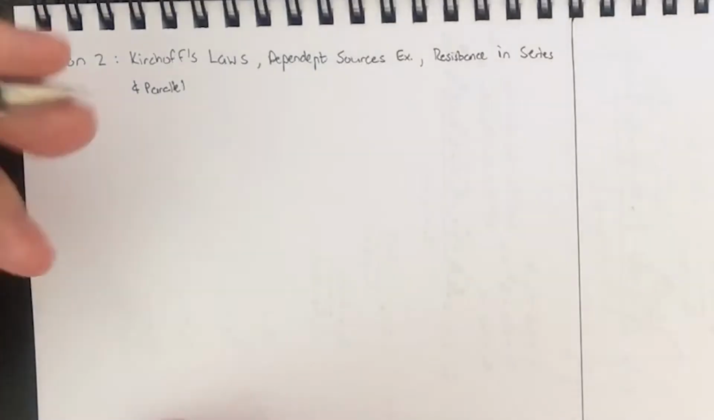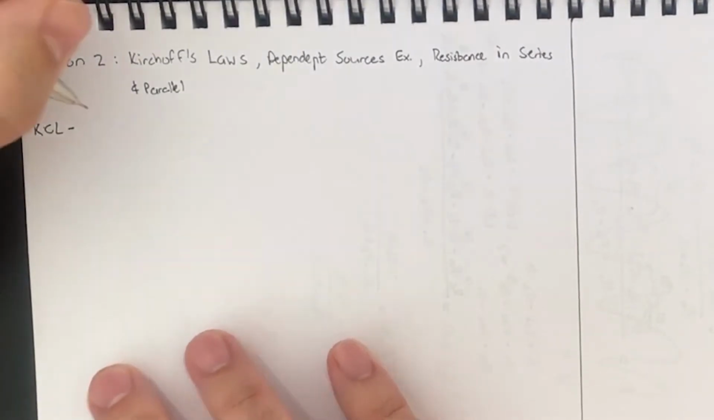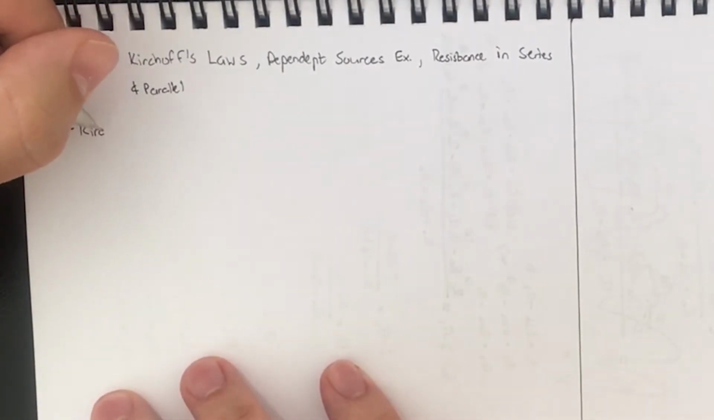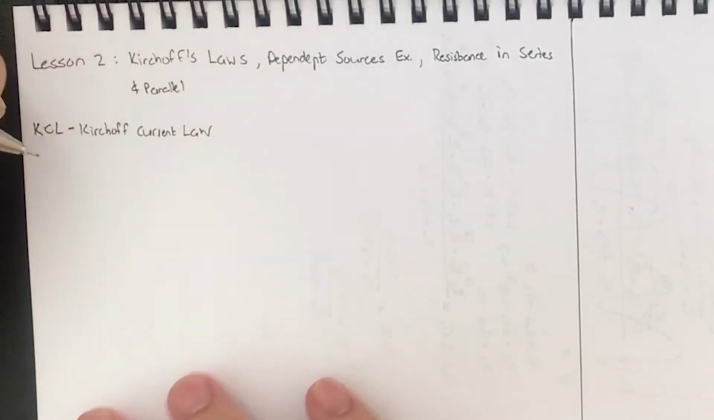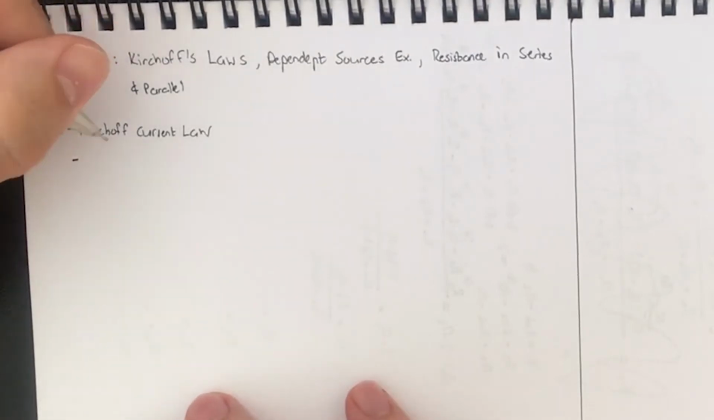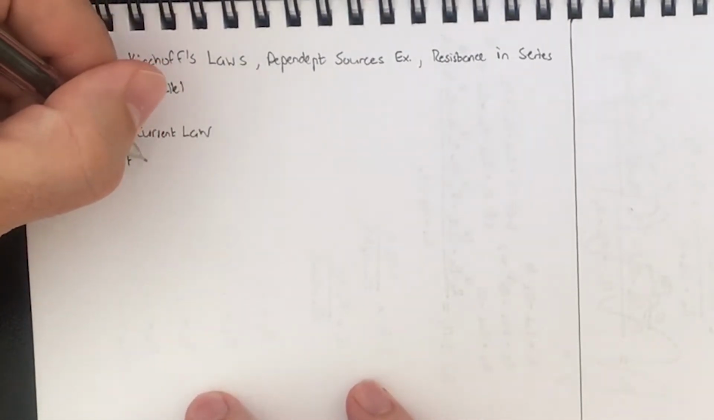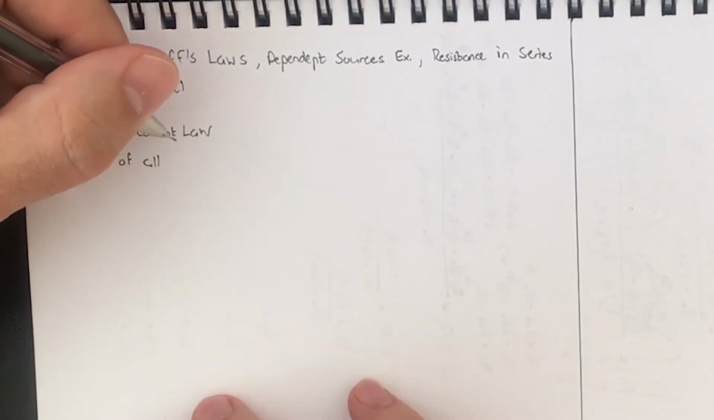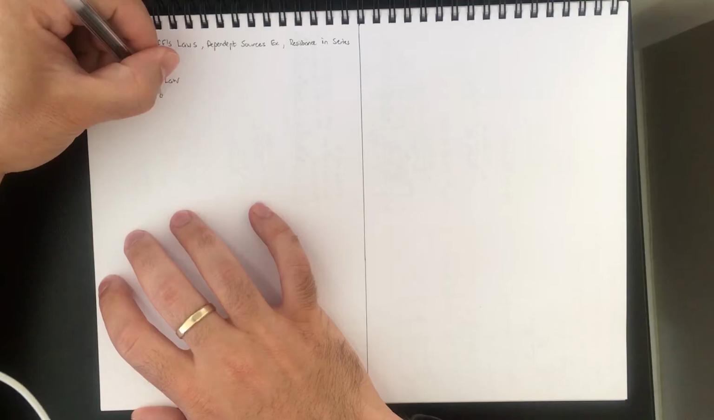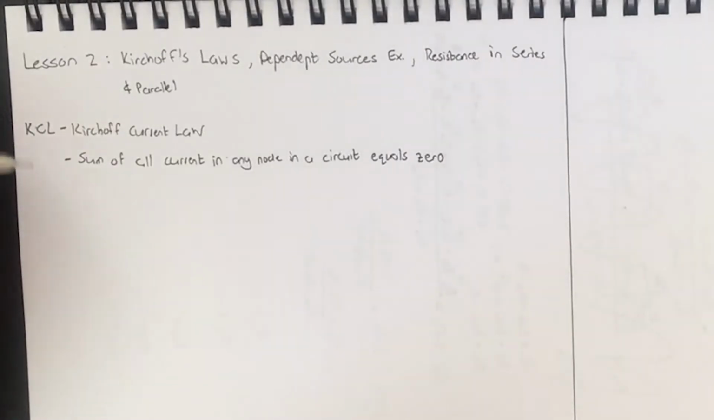So let us begin. We start with KCL, which is Kirchhoff's Current Law. Kirchhoff's Current Law states that the algebraic sum of all currents in any node in a circuit equals 0. So what exactly does this mean?